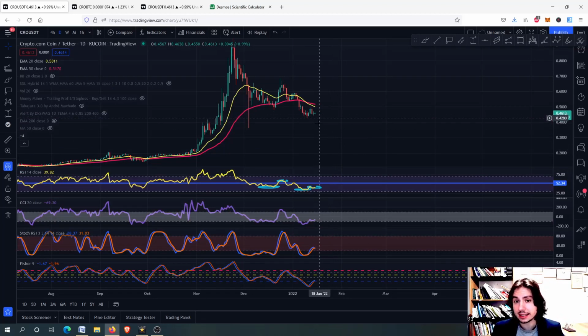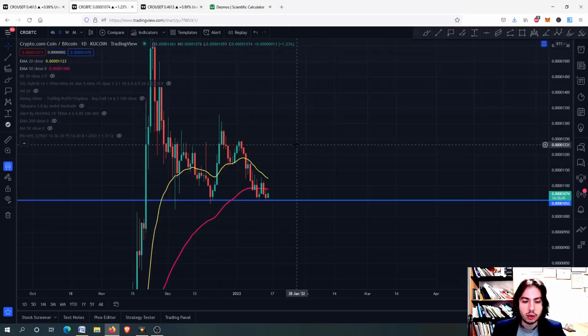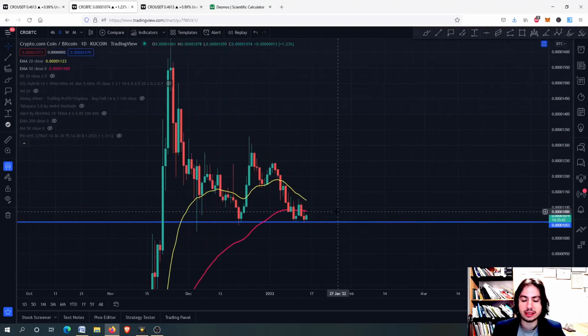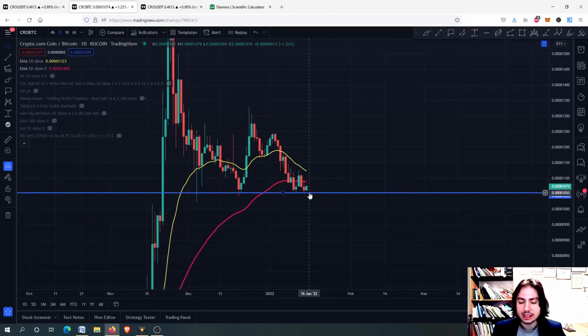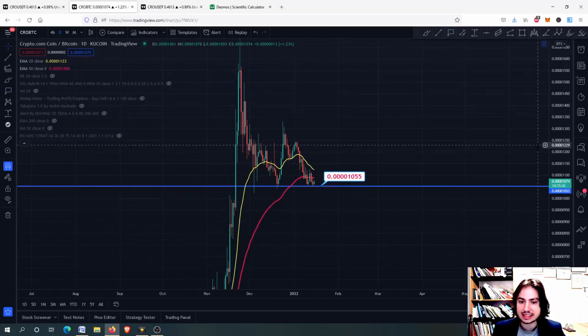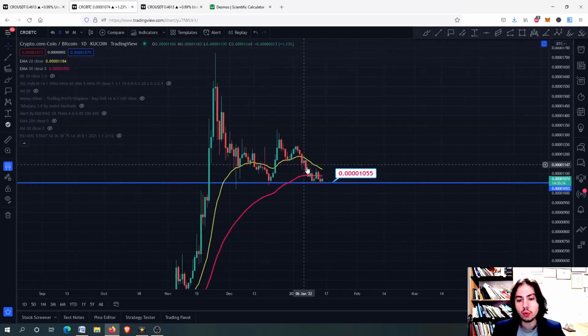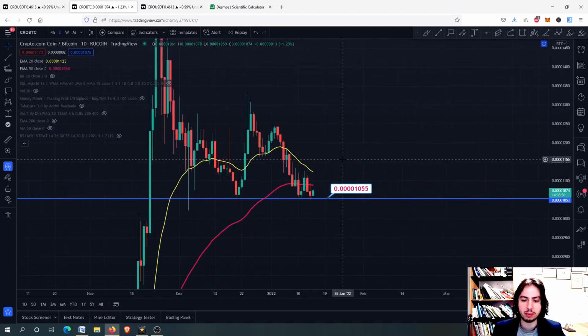But at the same time, we are going to the CRO against Bitcoin chart. We are going to see something very important right here, and that is this blue line. You can see that we might be having an ascending triangle, or if we break down, this would be even worse for the CRO against Bitcoin chart. I really hope that we can keep this line right there.